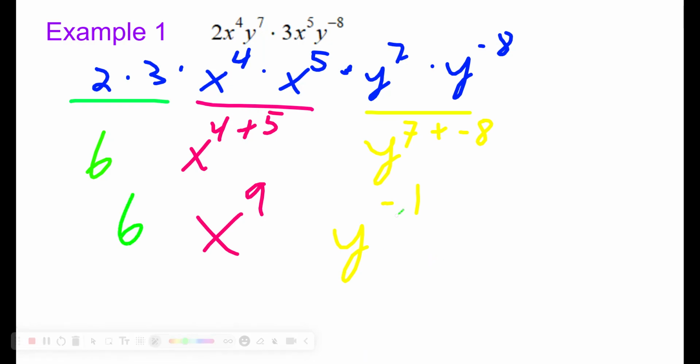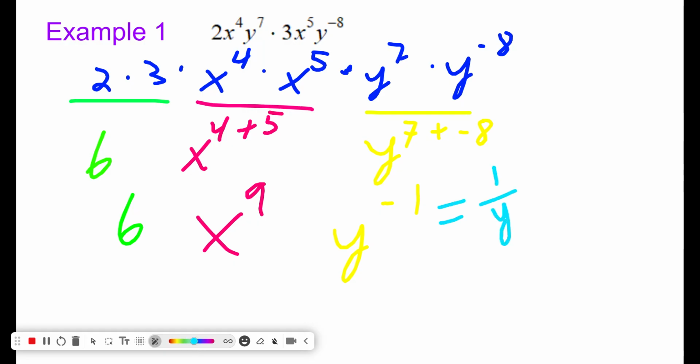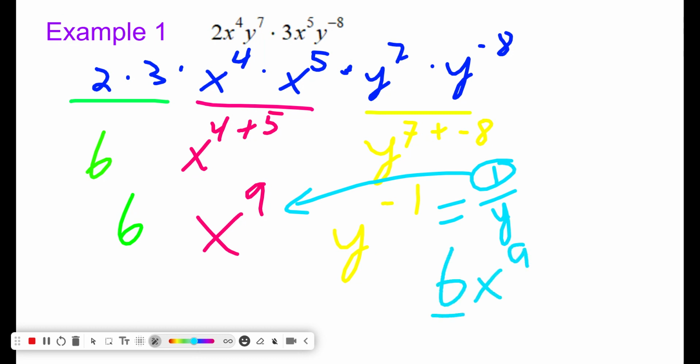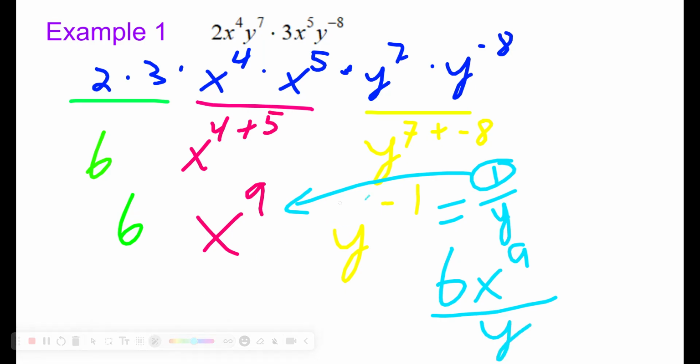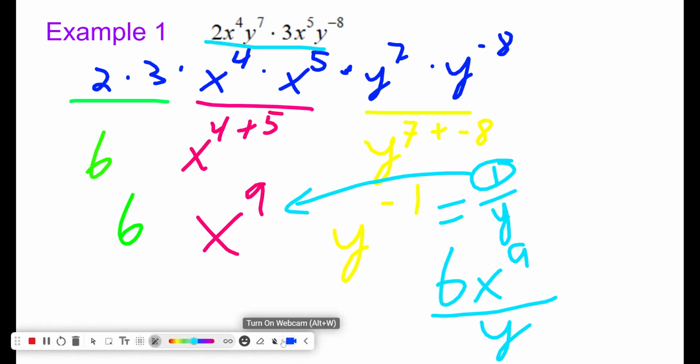We need to change this y. I'll use a different color because that's kind of hard to look at. And that equals 1 over y to the first, or just y. Multiply that 1 by what I have on the numerator. Simplified version here is 6 times x to the 9th power divided by y. Alright, multiplication ended up as a fraction. I know you all love that.